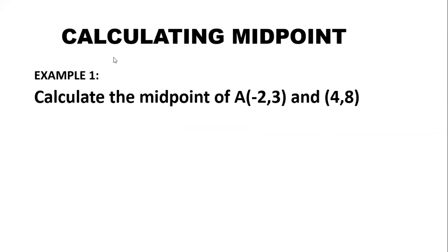Example 1, we are asked to calculate the midpoint of point A, -2, 3, and B, 4, 8. To start solving this problem, we first have to quote the formula for finding midpoint. Midpoint is equal to the average of the x coordinates all over 2, so x1 plus x2 all over 2, y1 plus y2 all over 2. So I go on to label my coordinates. So this is x1, y1, x2, y2.